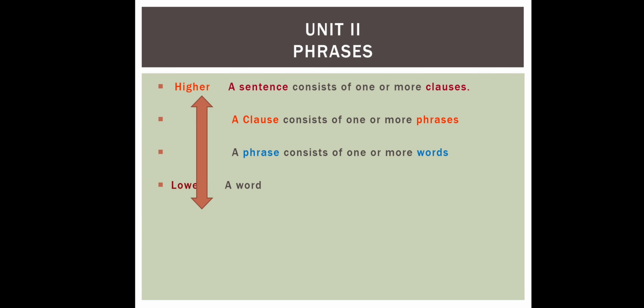Then a phrase is made up of one word or more than one word. A clause consists of one or more phrases, and a sentence is made up of one or more clauses. So this is about the hierarchy of units in the English language.